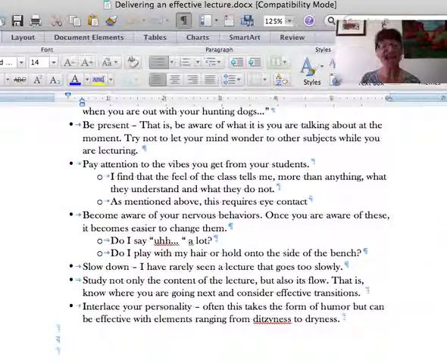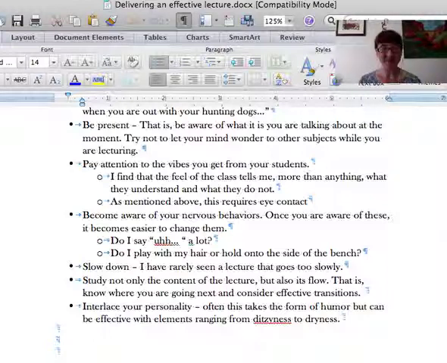If you maintain eye contact with your students, you can also get their vibes. So it's pretty easy to tell if they're not understanding if you have eye contact. On the other hand, if you don't have eye contact, it's pretty hard to tell whether or not the students are understanding what you're saying. So that's a really important thing.